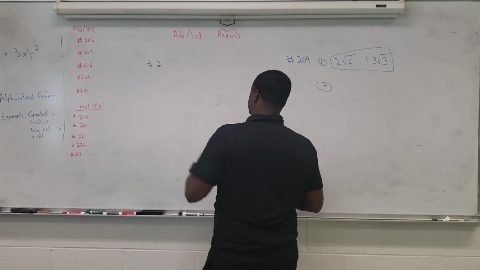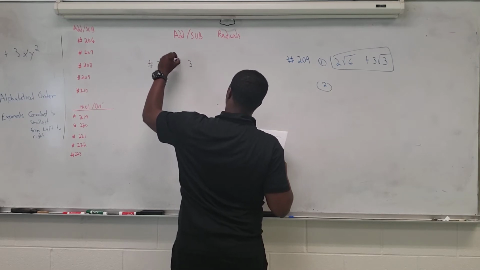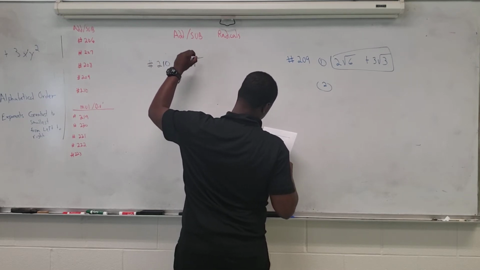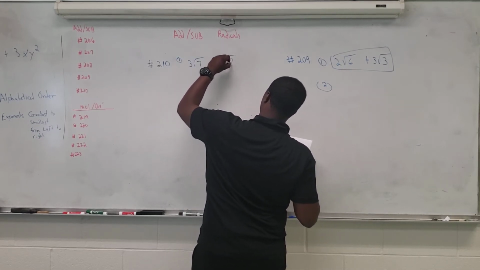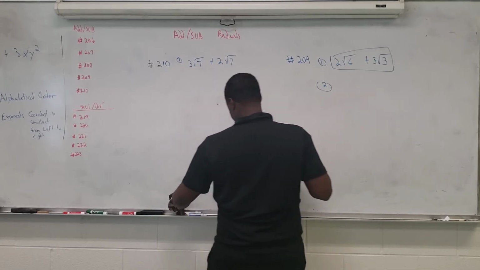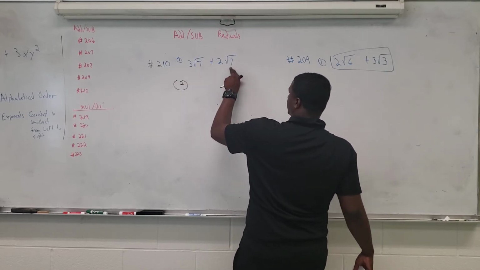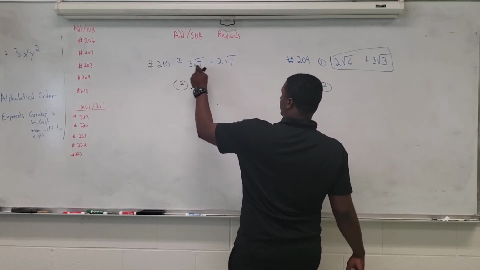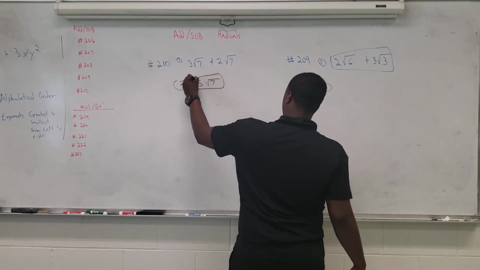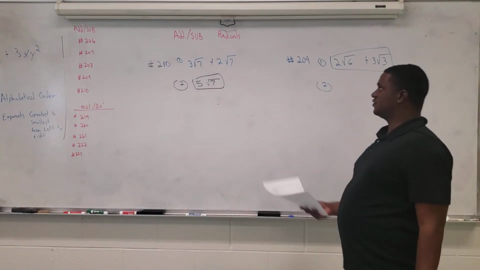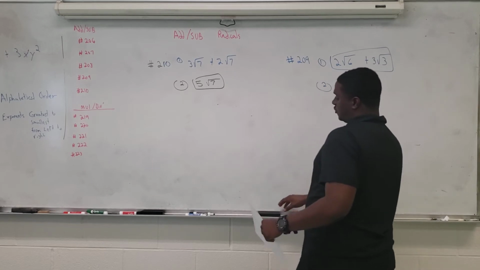Okay, now we got 210. 3 times the square root of 7 plus 2 square root of 7. Both my square roots are the same. So now I have 3 plus 2, 5, square root of 7. That's all it is to it when you add and subtract radicals. Now we're going to get into multiplication and division of radicals.